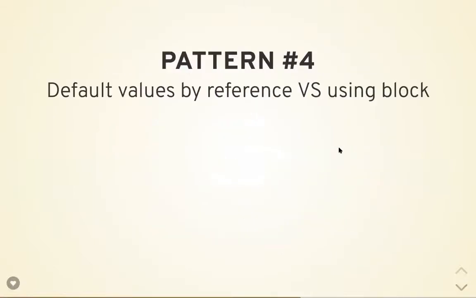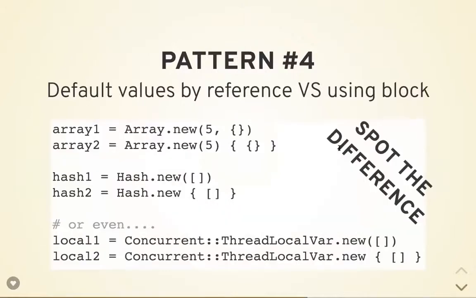Let's go on to pattern number 4. And this is one of my favorites, because it's actually not entirely about concurrency, but it's one that's really hard to find. So spot the difference between these 3 examples. Lots of Ruby data structures allow you to initialize them with an object or a block. And this might look almost the same, but it's a world of difference in what you get.